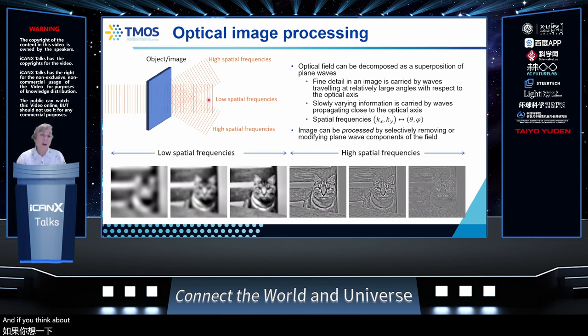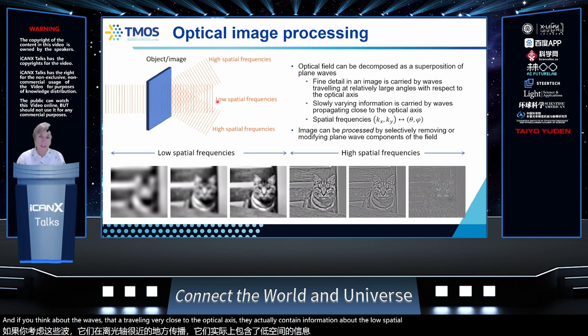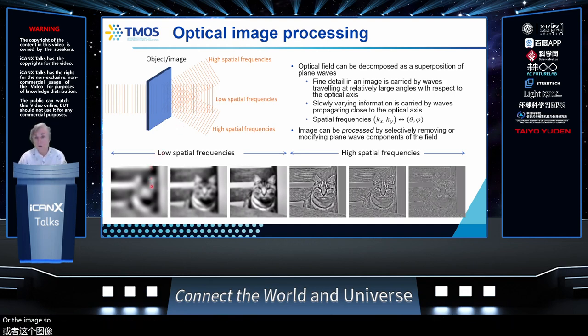And if you think about the waves that are travelling very close to the optical axis, they actually contain information about the low spatial frequencies in the optical field or the image. So low spatial frequencies correspond to the slowly varying information within the image that's been carried. If we look at the plane wave components that are travelling at large angles with respect to the optical axis, these correspond to high spatial frequencies. And as the name suggests, this means that we have very fine detail being transported by those waves. And in fact, there is a correspondence between the spatial frequencies that we refer to as kx and ky and the angle of propagation of the different plane wave components.